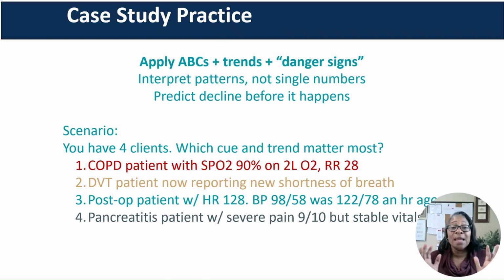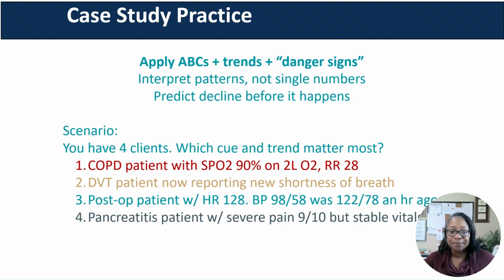Let's move on to a case study. You have four clients. Which cue and trend matter most? Number one, you have a COPD patient with an SpO2 of 90% on 2 liters of oxygen, respiratory rate 28. Second patient, DVT patient, now reporting new shortness of breath. Number three, post-op patient with a heart rate of 128, blood pressure 98/58, which was 122/78 about an hour ago. And fourth patient, pancreatitis patient with severe pain, 9 out of 10, but vital signs were stable.